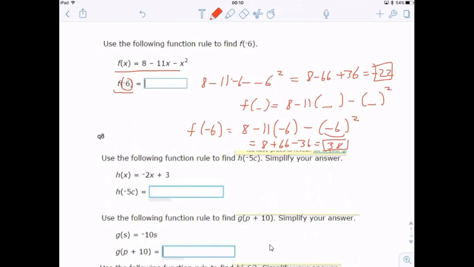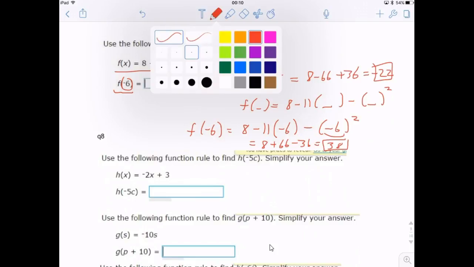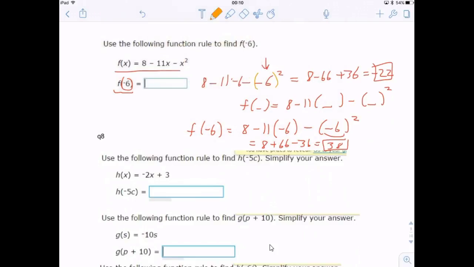What's the reason for that? Because I didn't have parentheses here. The PEMDAS would tell me that I need to square the negative 6. I don't square the 6 and then do the negative afterwards. So you can see in these cases, the fact that we don't normally put parentheses around the input can confuse us, and we'll end up getting the wrong answer because of PEMDAS.